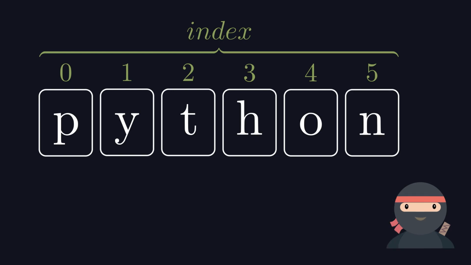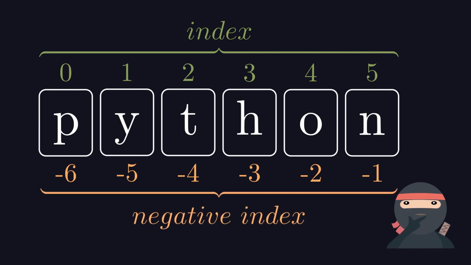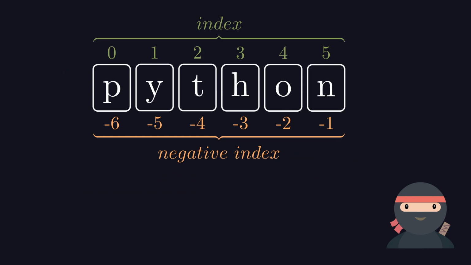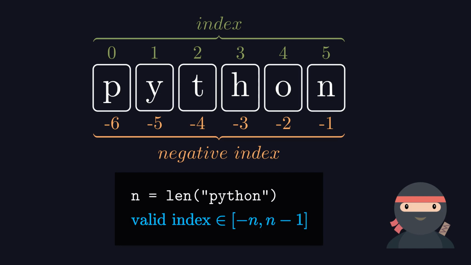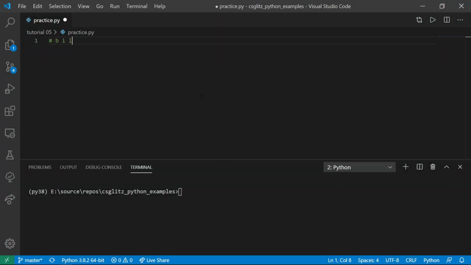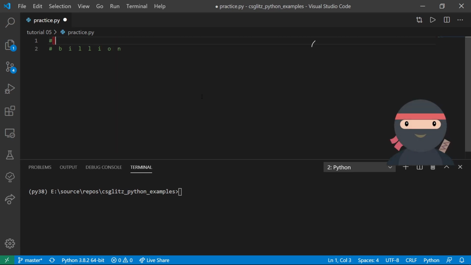In Python, we can use negative indices as well. They are useful if we want to refer to a value from the end instead of the start. If our string length is n, then the valid range for index is from -n to n-1. Let's understand the indexes by an example, the string billion.